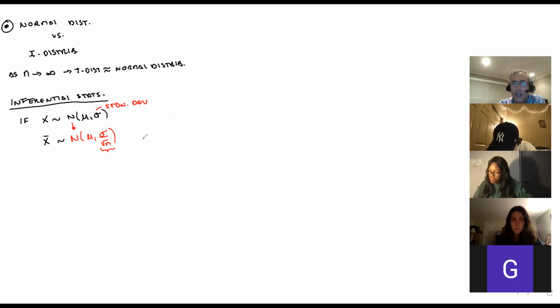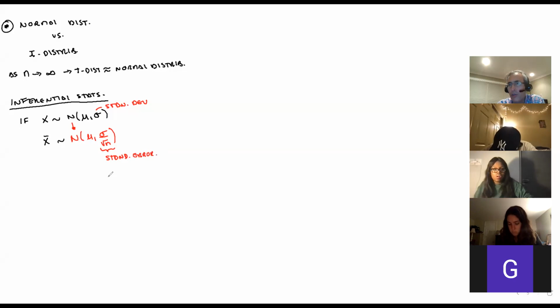Guys, we're going to be using this language all the time, so please learn. It's like learning a new language. You need to learn first the language of the names of the things. This is called standard error. And in econometrics, guys, we always use standard errors. Why?